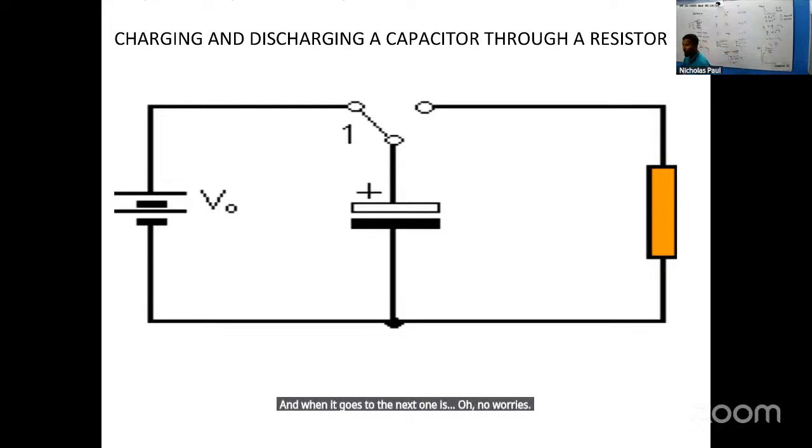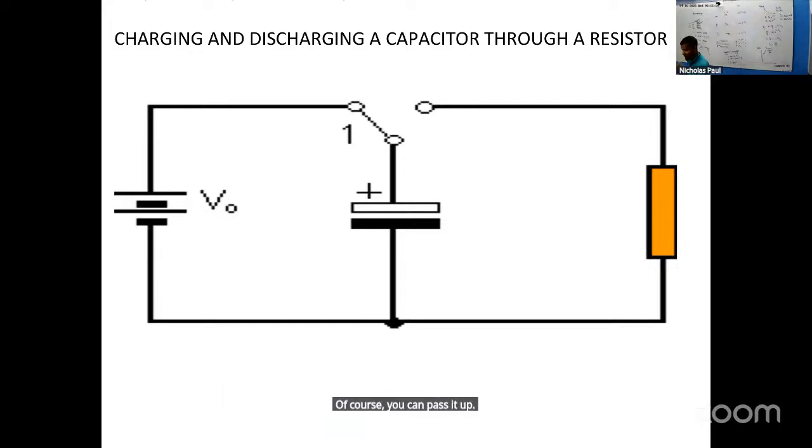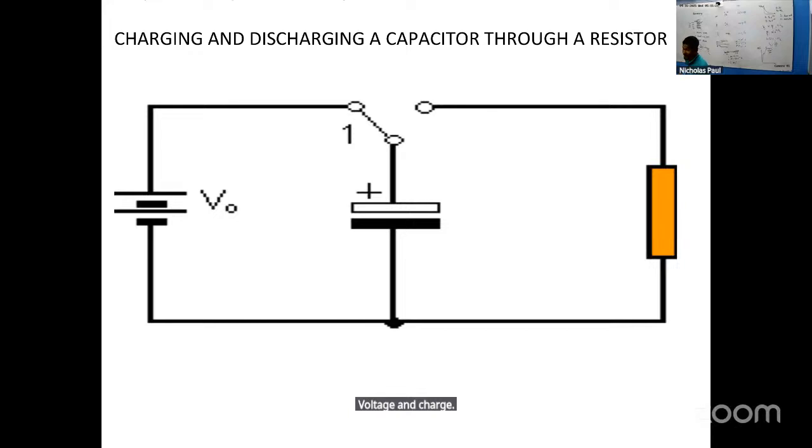Right, so when you connect it, what is maximum? What will be flowing in the circuit? The electrons will start to flow, right? So what value will be maximum? Think about the three graphs that we had to learn: current, voltage, and charge. Does the capacitor have any charge? No. Is there any voltage across the capacitor? No. But is any current flowing when the switch closes? Yeah, the max current will start to flow through it.